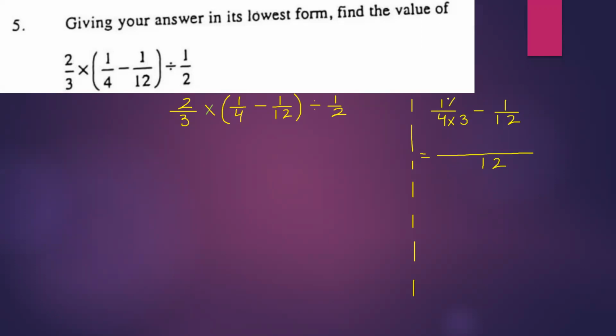And what times? What do you have to multiply by in the bottom? 3. So 1 times 3 is 3. And it's gonna be multiplied by what times 12 is 12? 1. It's gonna be times 1 as well. This is minus 1. What is 3 minus 1? It's gonna be what? 2 over 12.